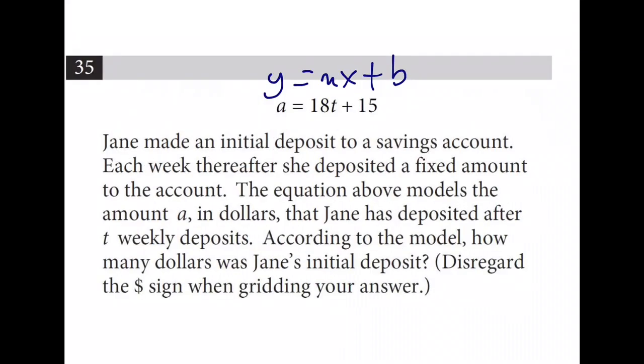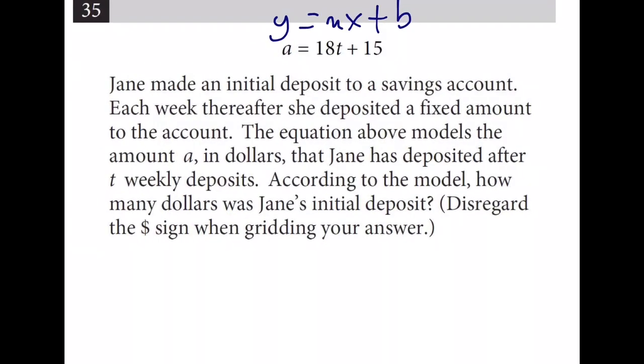So yet again, we are looking at y is equal to mx plus b. So depositing an amount each week tells us, keyword each, that we're looking for slope. That's going to be 18. That's how much we deposit each week. The initial deposit would be 15, or our starting value. That's all they're asking. The answer is 15.